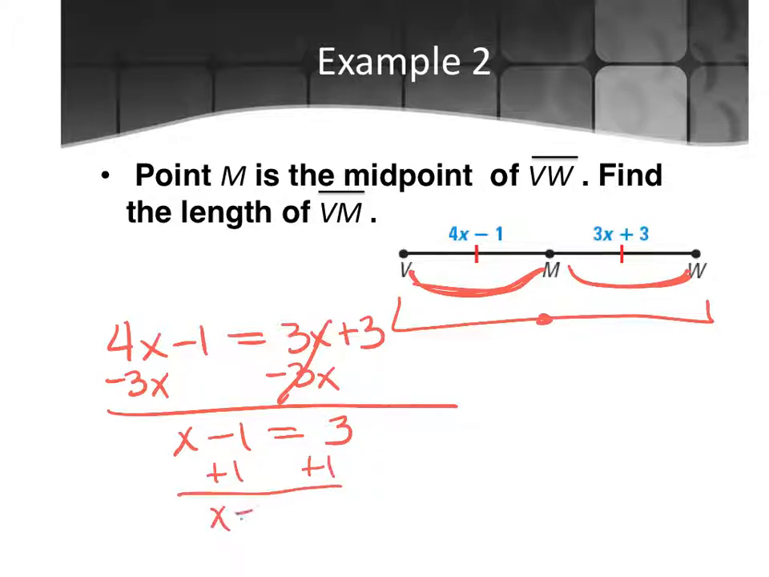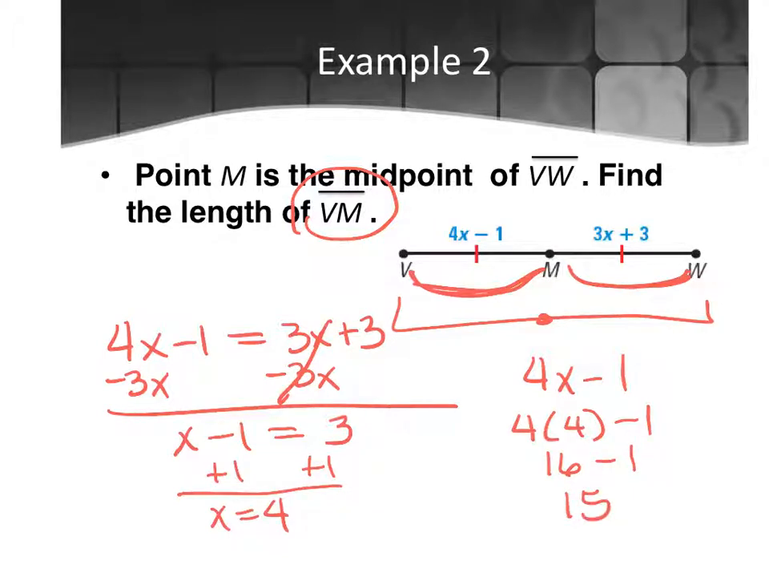I found the value of x, but my problem didn't ask for x. It wants the length of VM. So now I take the expression that was given to me for VM and plug it in. 16 minus 1, and the length of VM is 15. Now if it asks for the length of VW, I would double it, and it would be 30. Okay, so that's how we can work with a midpoint.